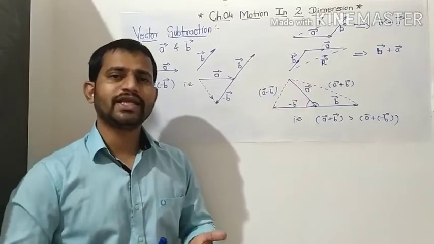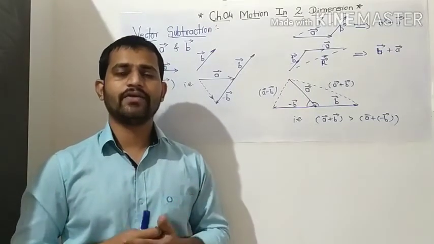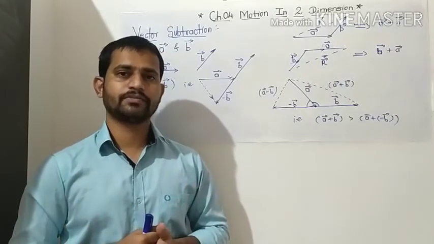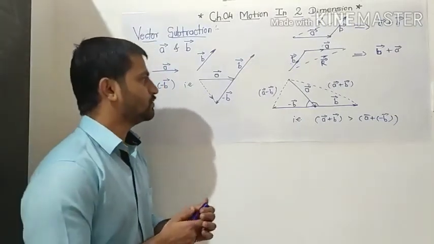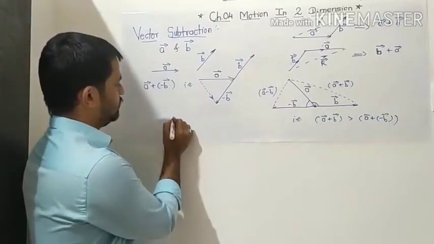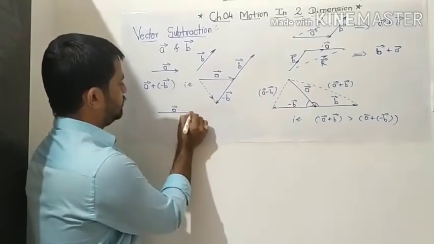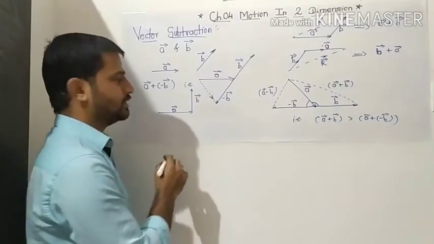Now if we think that we have two vectors and they are having an angle of 90 degrees with each other, then what will happen there? Okay, what will happen there? So in that case, what will happen? Suppose we have two vectors. Suppose this is the vector A and this is the vector B.